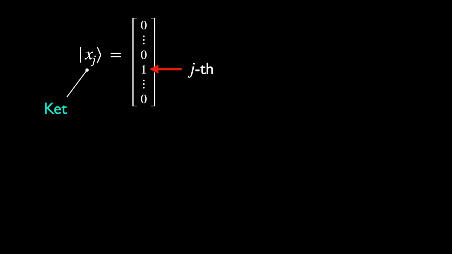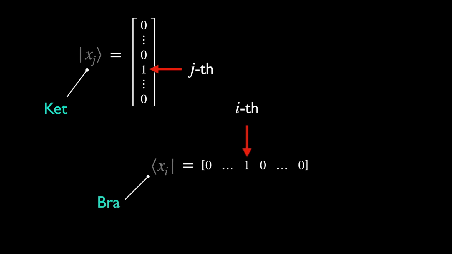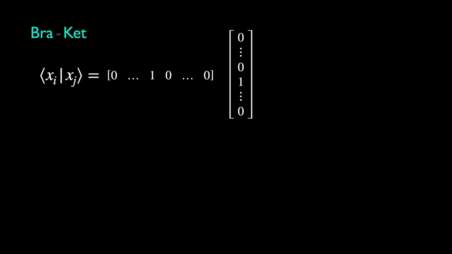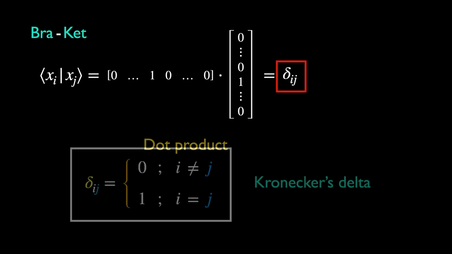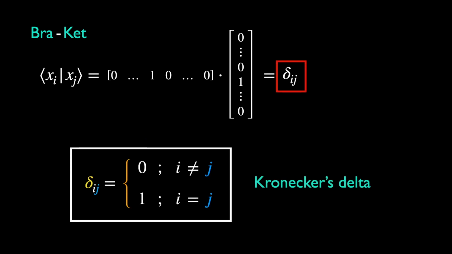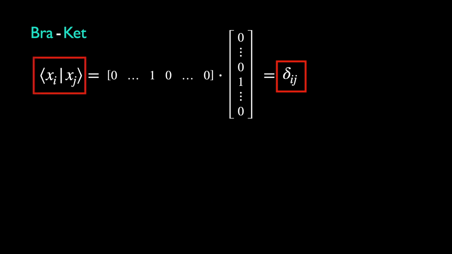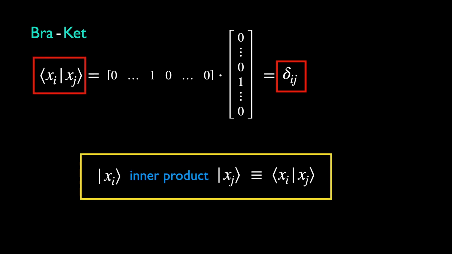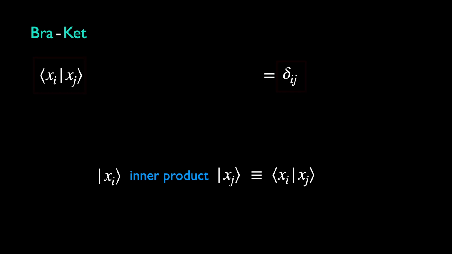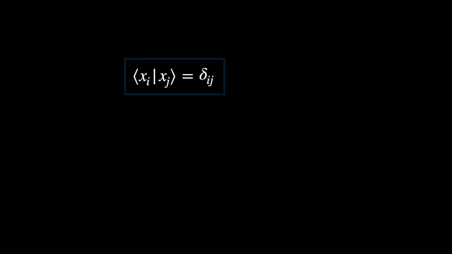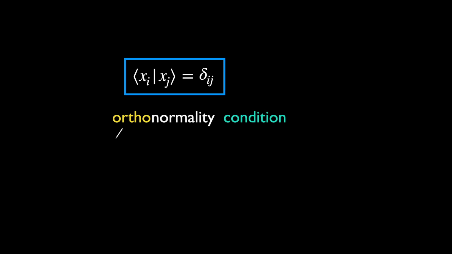Suppose we have a ket and a bra, representing two discrete positions. We can see that the dot product of these two is just the Kronecker's delta. This is known as a bracket. This defines the inner product between two vectors. This equation is known as the orthonormality condition.